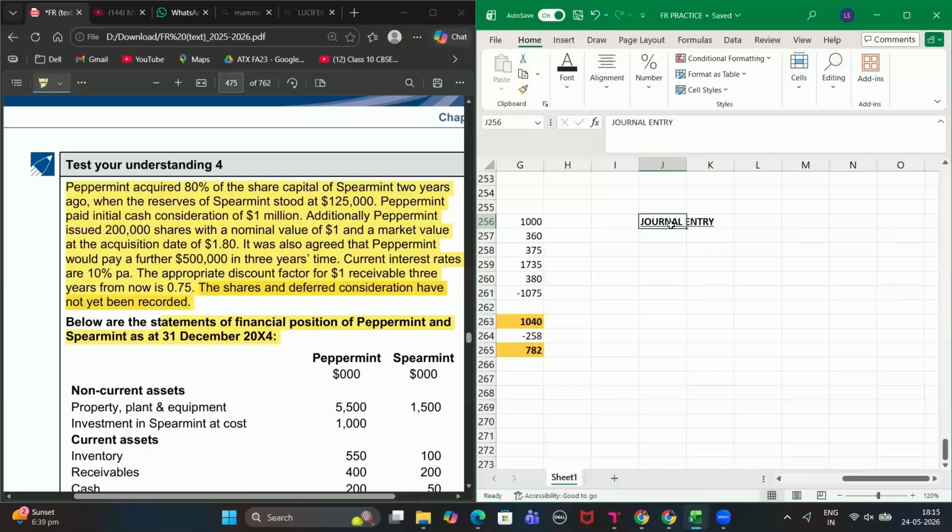Am I right? While calculating goodwill, we considered it. But what will be the journal entry in respect of this transaction? Okay, I'll ask you one by one. In a journal entry, we have two parts, debit and credit. Now, take the scenario of deferred consideration. As a result of providing deferred consideration, what are we receiving? Tell me.